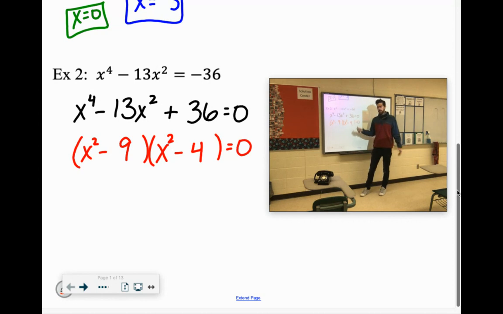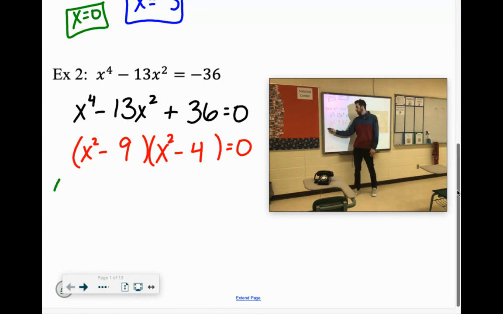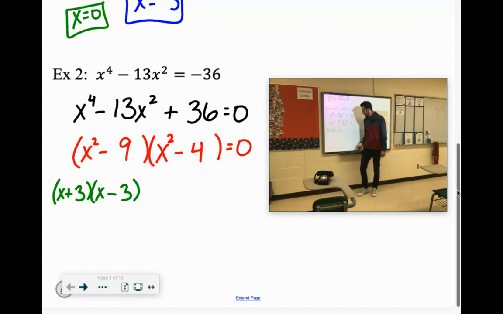Great, that's factored. Oh, but not completely. Look at that, that's the difference of squares. You can square root the x, you can square root the 9. So remember when that happens, you square root each one of them, you put one with a plus, one with a minus. Square root of x squared is x, square root of 9 is 3. So x plus 3 times x minus 3.